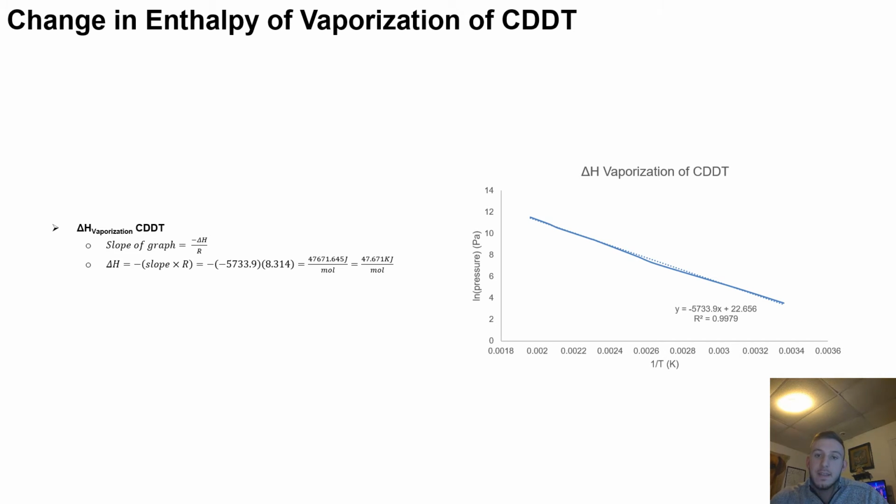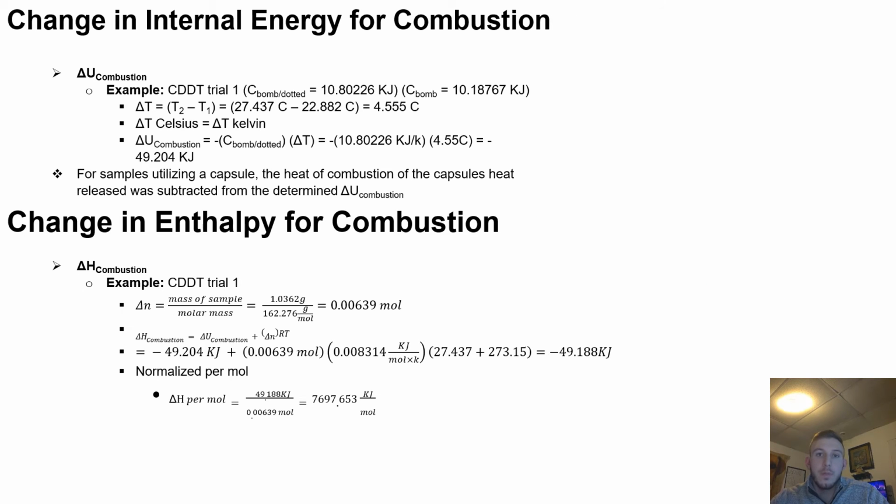So if you were to take the natural log of the pressure and the inverse of the temperature and plot these, you get this very linear relationship. Now, once we have this linear relationship, we can follow the calculations on the left, and we can ultimately determine the change in enthalpy of vaporization of CDDT. And we determined that it was 47.671 kilojoules per mole. So now I'm going to go a little bit more in depth on some of the calculations that I mentioned previously.